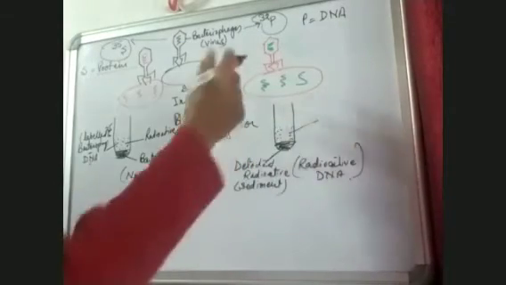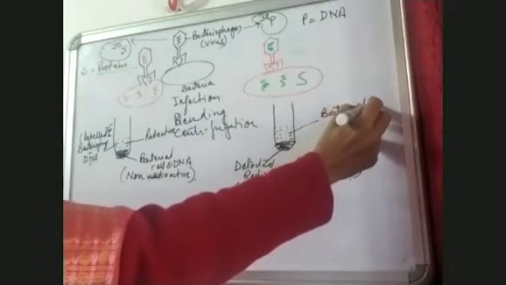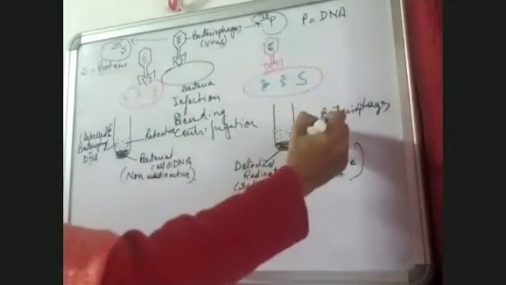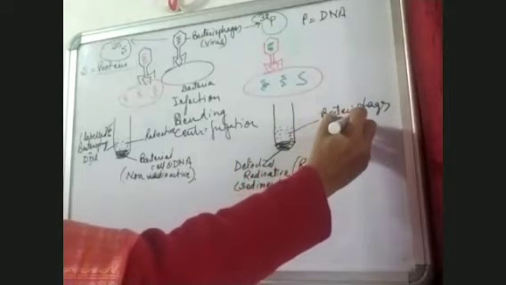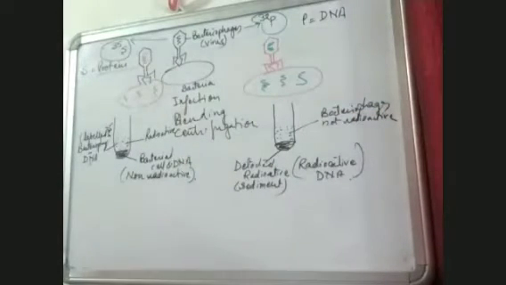Whereas the supernatant has bacteriophages, and these bacteriophages were not labeled. These were normal, not radioactive. So in this part, no radioactivity was detected.